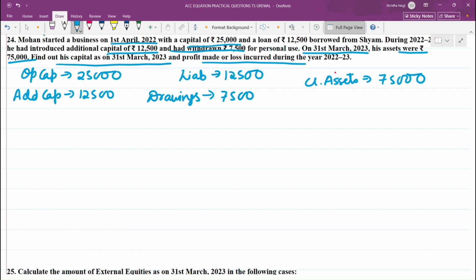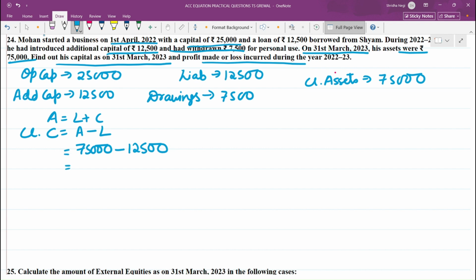during the year. So let us find out the closing capital. Closing capital. Now asset is equal to liability plus capital. तो capital क्या होगी? Capital will be asset minus liability. Now your closing asset is given. We have to find the closing capital only now. So closing capital क्या होगी? Closing asset, that is 75,000 minus your liability. Liability is 12,500. है ना?